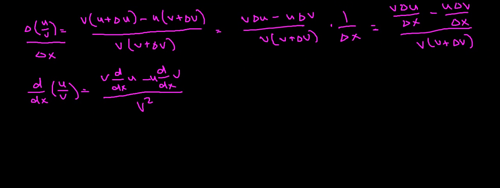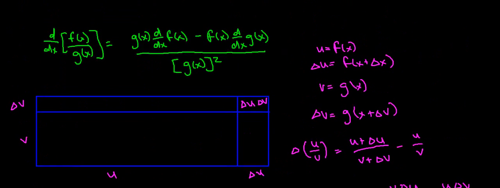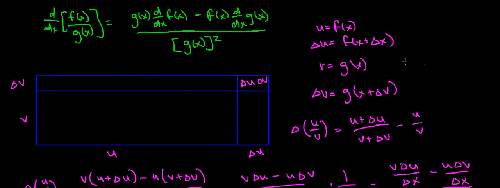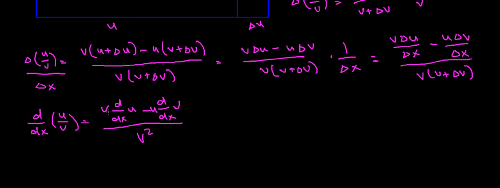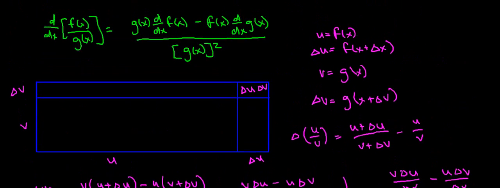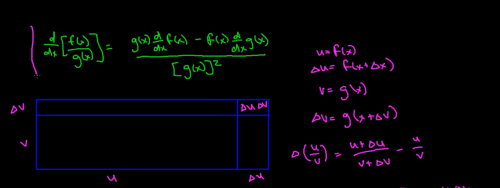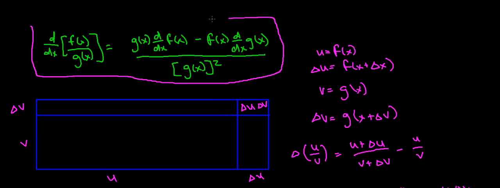And if I go back up here, g of x is v, u is f of x. So we get g of x times the derivative of f of x, minus f of x times the derivative of g of x, all over g of x squared. And that is indeed what I got up here. Way to go, me.